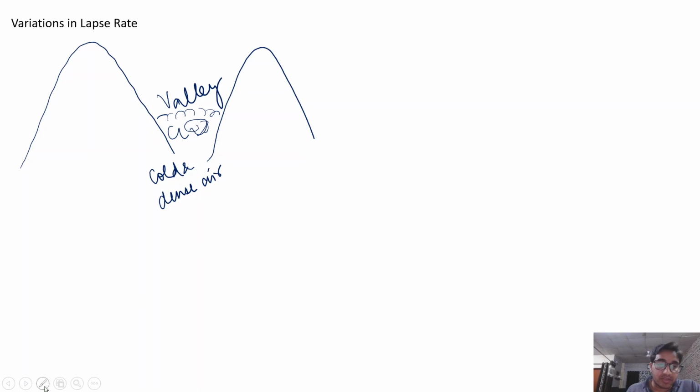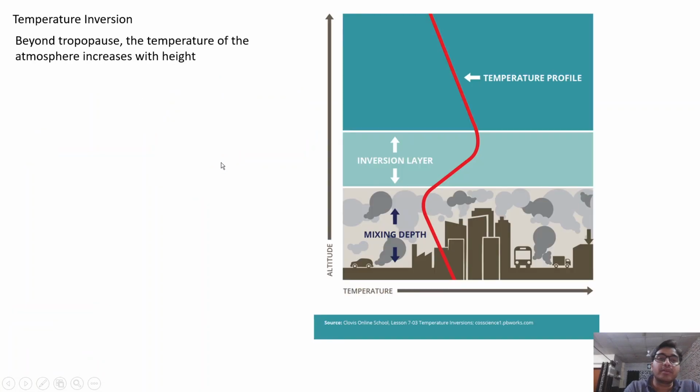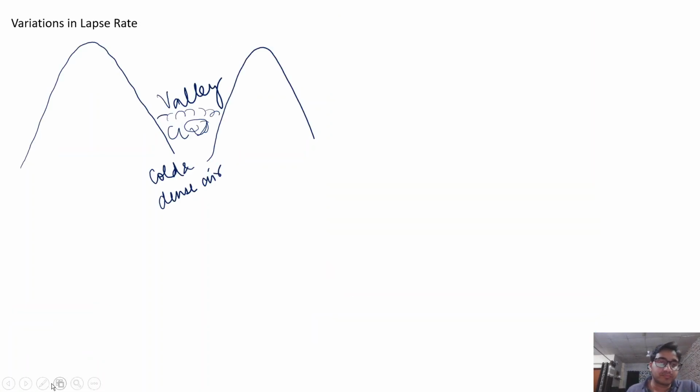So let me just change the color. Cold and dense air in the valley. So it will be a low lapse rate. Now, why are we saying low or high lapse rate? Let us say that at the base, the temperature is T1 and at some height the temperature is T2. If the difference between these two is very large, we will call it a larger lapse rate. If the difference between these two temperatures is less, it is a lower lapse rate.